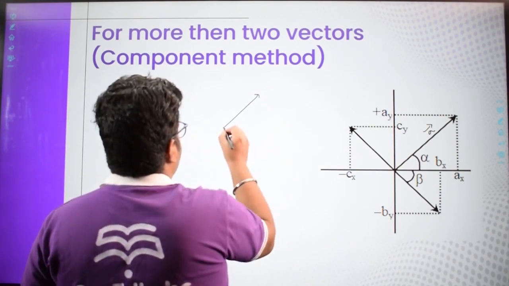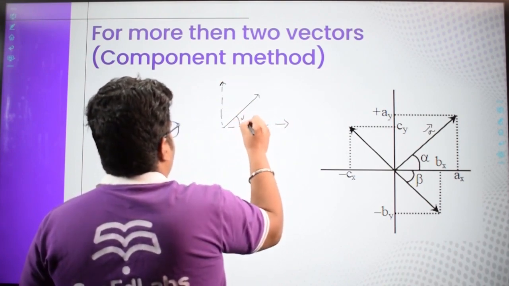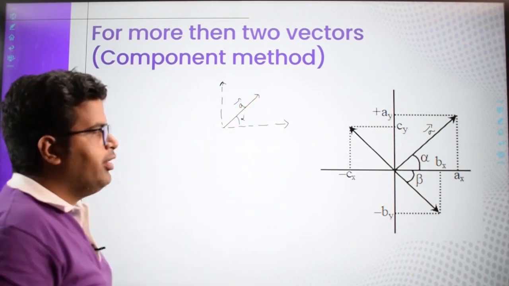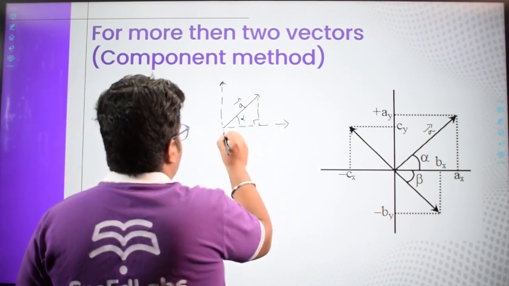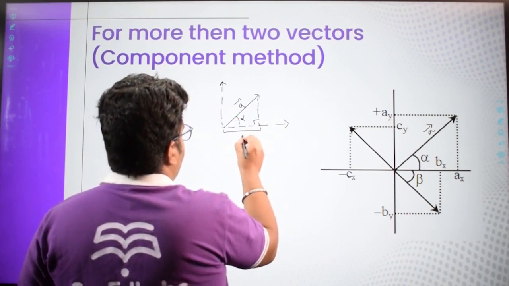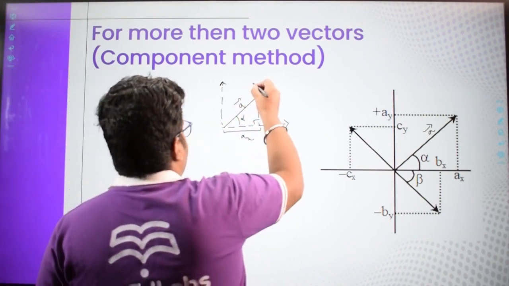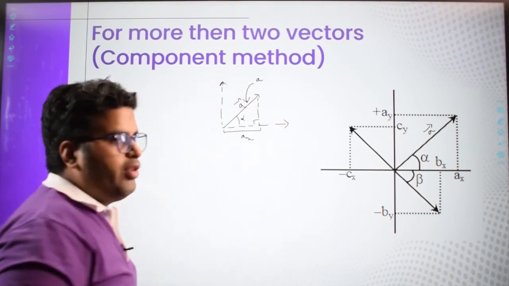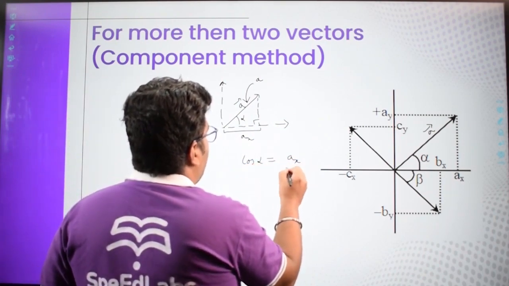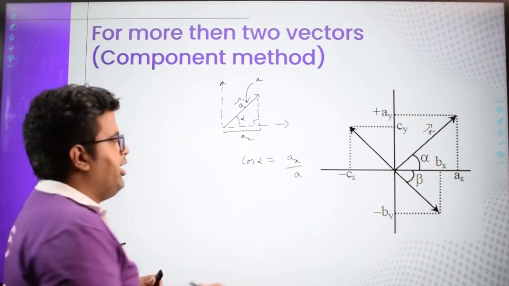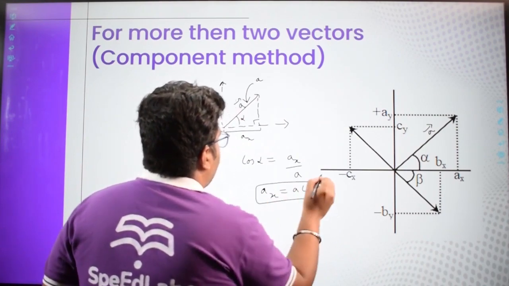Suppose we have an A vector which is making an angle alpha with the positive direction of the x-axis, right? This is the A vector making an angle alpha with the x-axis. So if I ask you what is going to be its x component, I'll take this as Ax. Now what will be Ax? This is going to be A, its magnitude is going to be A. Now cos alpha is base upon hypotenuse. So Ax comes out as A cos alpha.